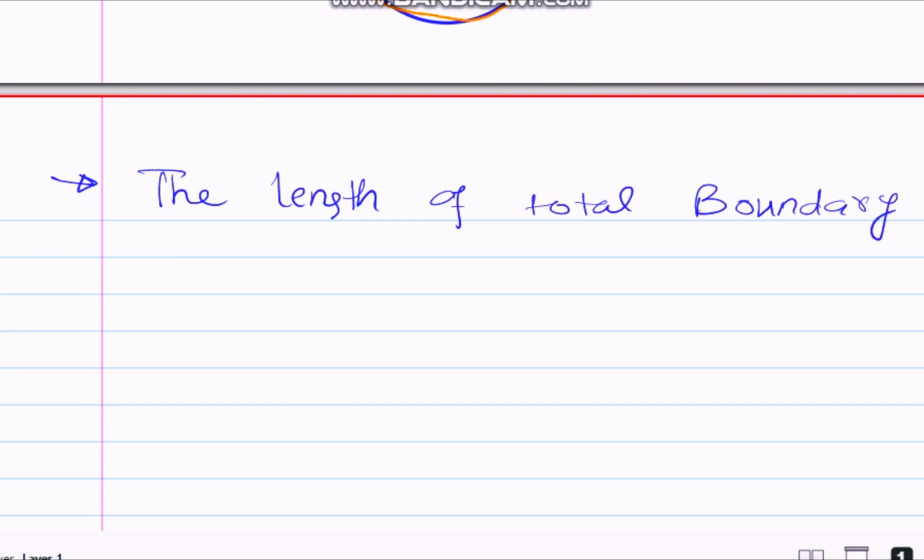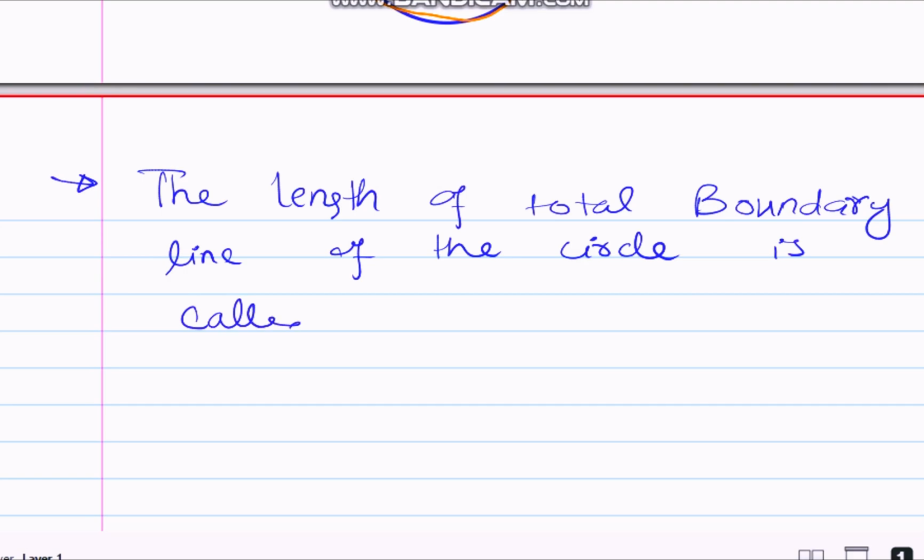Okay, it is a very easy concept again. You can easily see what the boundary line is. Let me write here again. The length of the total boundary line of the circle is called circumference.